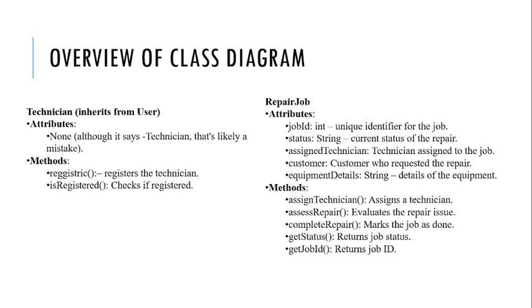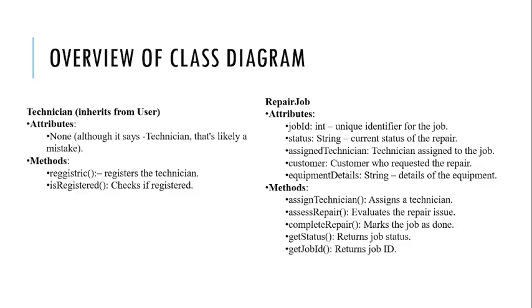Repair job attributes: job ID, status, assigned technician, customer, equipment details. Job ID is the unique identifier for the job. Status is the current status of the repair. Assigned technician is the technician assigned to the job. Customer is who requested the repair. Equipment details are the details of the equipment.